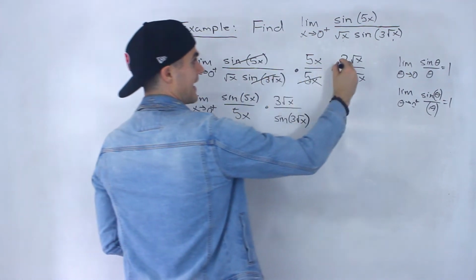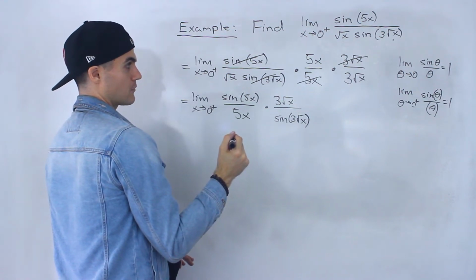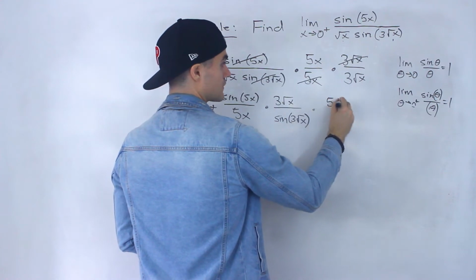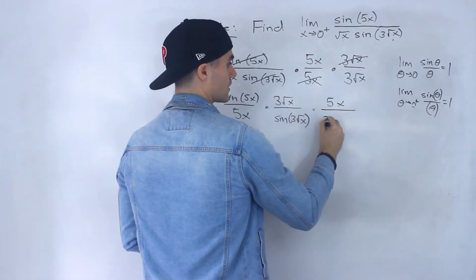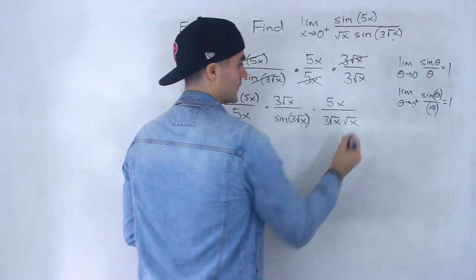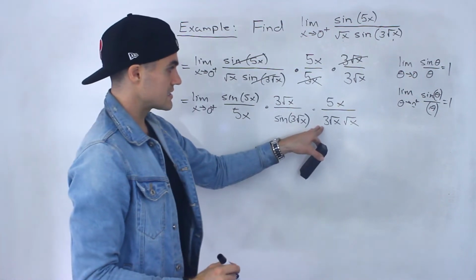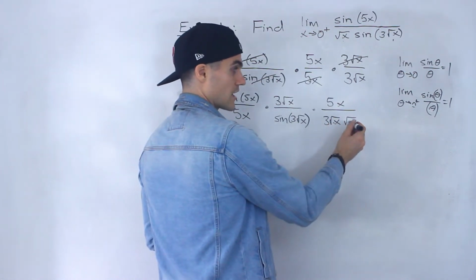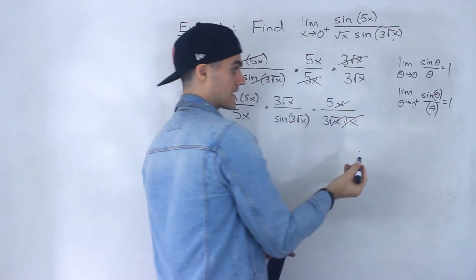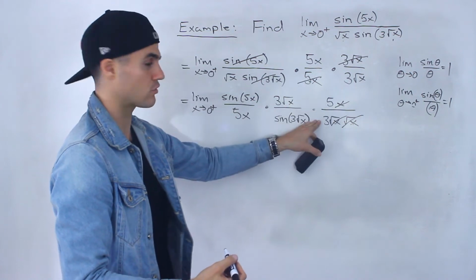So this and this go away. And then I'm going to combine this, 5x is left. And then we got this 3 root x, and then we got this root x over here, like that. And then notice here, what's this going to simplify to? Notice root x times root x is just x. And so this x and these would cancel out because you'd end up having x over x. So you're just left with this constant here, 5 over 3.